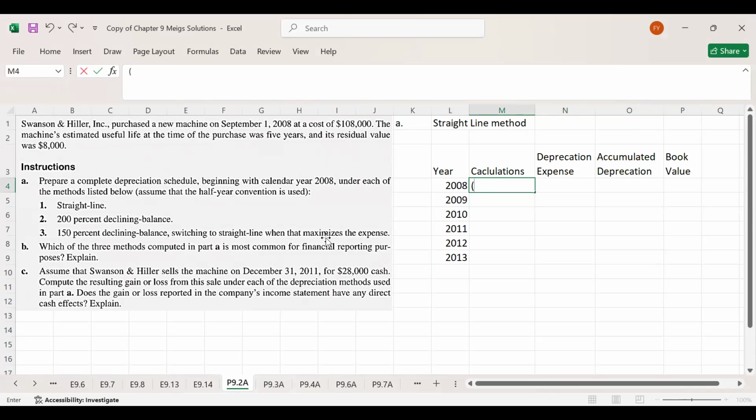So the cost is, we have discussed, 108,000 minus salvage value, which is 8,000, and divide by useful life, which is 5 years. But as this is half year convention, we will multiply it also with 1 over 2. So the first year, the depreciation would be $10,000. So accumulated depreciation is again $10,000, and the book value, we deduct accumulated depreciation from the cost. So cost of the asset is 108,000, and when we deduct accumulated depreciation, which is 10,000, here it is the book value.